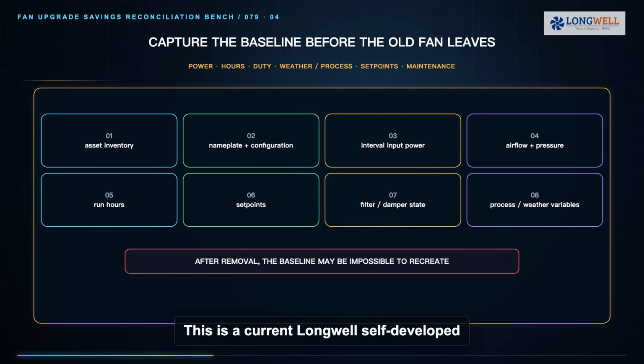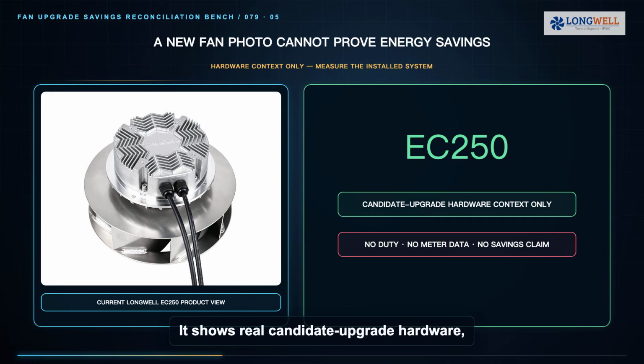This is a current Longwell self-developed EC250 product photograph. It shows real candidate upgrade hardware, but no photograph can establish installed duty, compatibility, baseline energy, or post-installation savings. Select the product from model-specific performance and application evidence, then measure the complete installed system inside the agreed boundary.